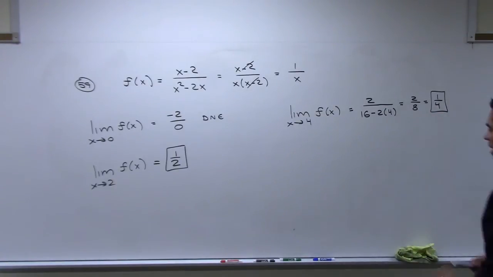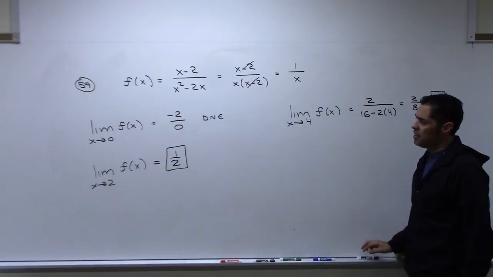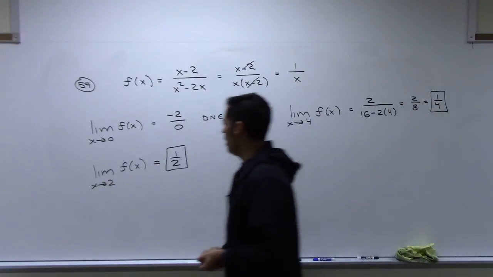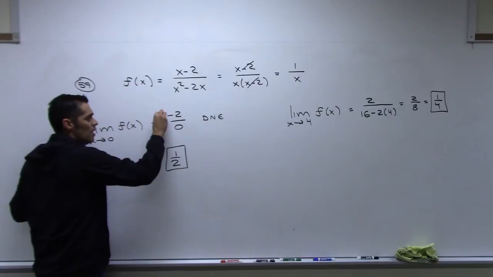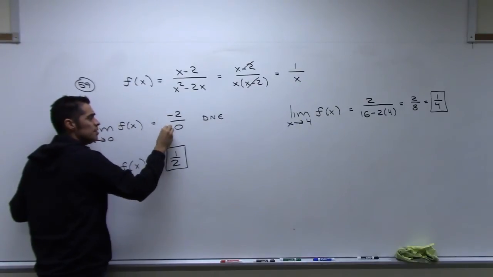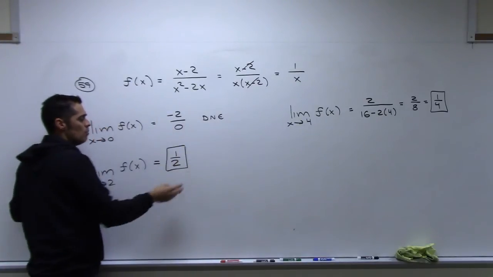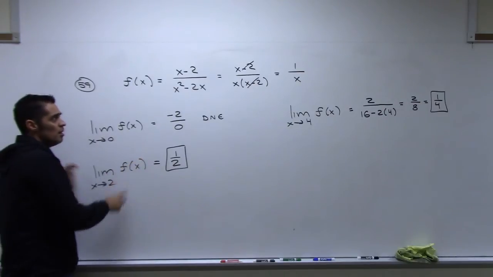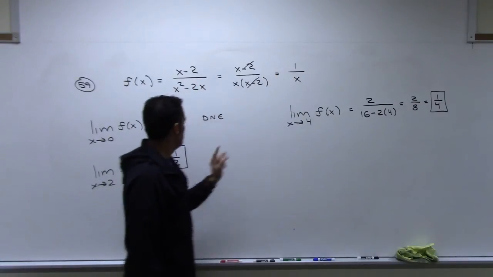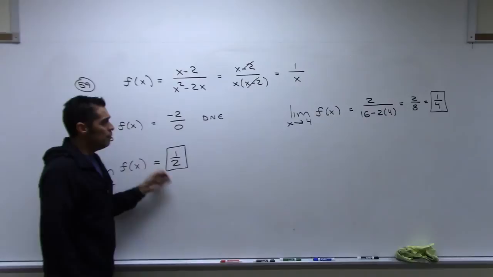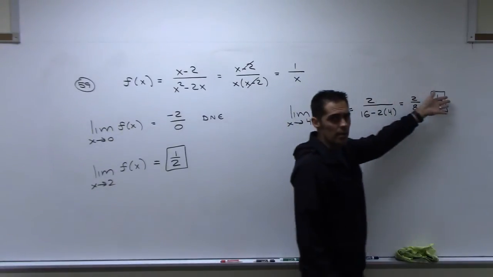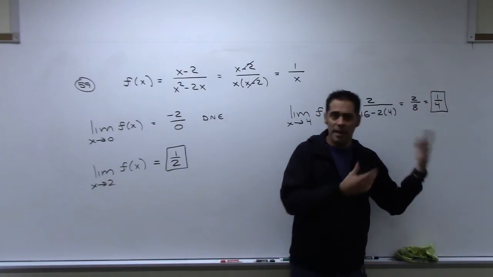So let's just recap the different scenarios we ran into with this function. If we got a number other than 0 over 0, the limit doesn't exist. When we had 0 over 0, we have to do some algebra to make it work out. If we get just a number over a number without any division by 0, then the answer is just that number.